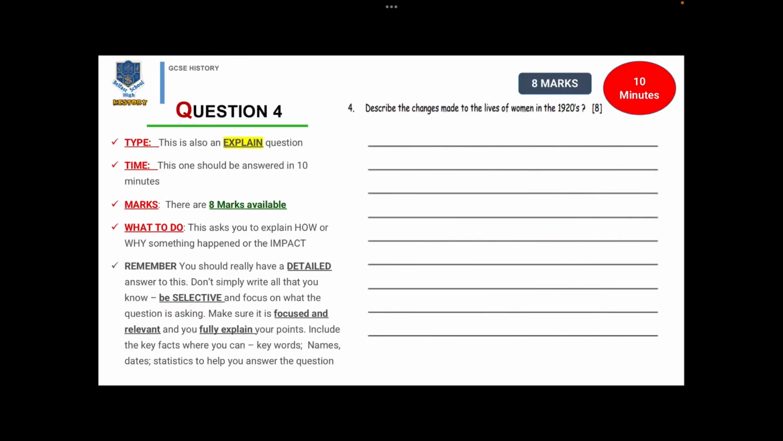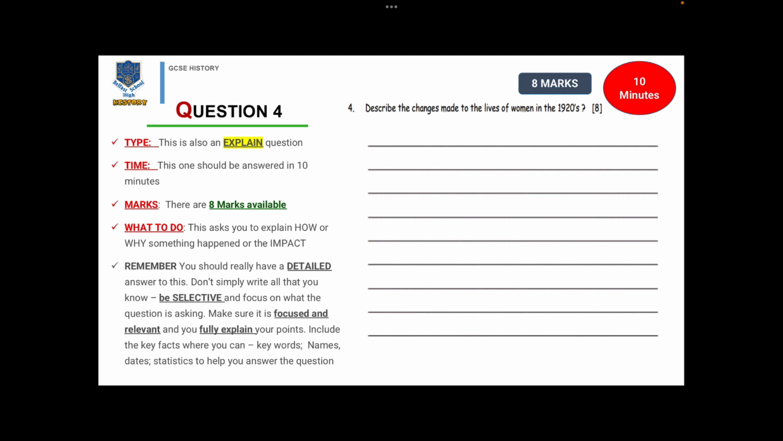Okay, next is an explain question too, but this one here needs to be a bit more developed. It needs to be detailed, be selective, be very focused on how you answer this. Okay, so it's slightly harder. It'll require statistics, it'll require lots of knowledge as well to help you out. So in this case, you get 10 minutes. Okay, so 10 minutes to do this in as much detail as possible.